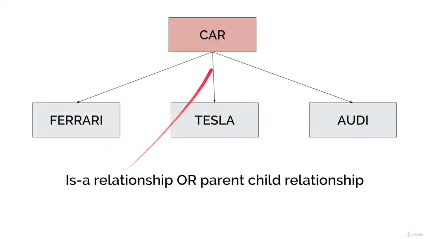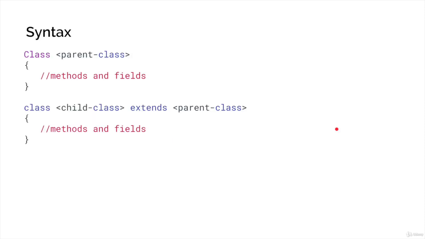In this particular relationship, I would like to mention that car is also known as the parent class, and Ferrari, Tesla, and Audi are also known as child classes. Over here in the syntax we have to mention class, parent class. We have to first define the parent class, and define the corresponding methods and fields.